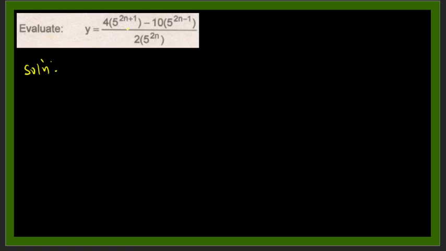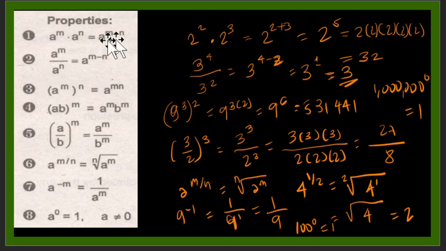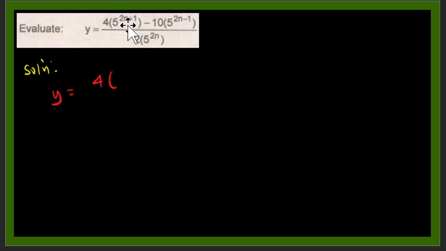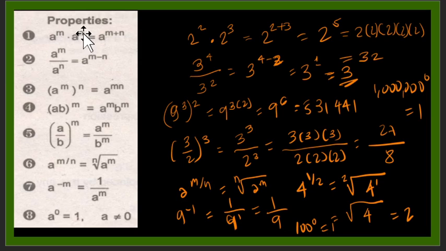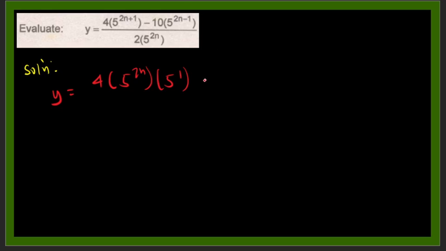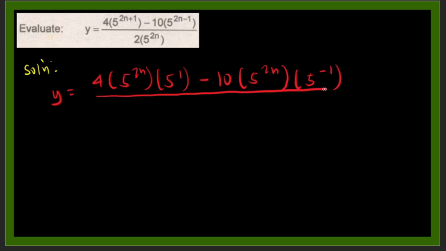We'll try to apply whatever properties of exponents we could apply for this one. So there's y, we have 4 times, so using the first property, that is the multiplication property, we could rewrite this one as 5 raised to the power of 1, as you can see here. Then the next term here is 10 times 5 raised to the power of 2n, same procedure, 5 raised to the power of negative 1, all over 5 raised to the power of 2n.